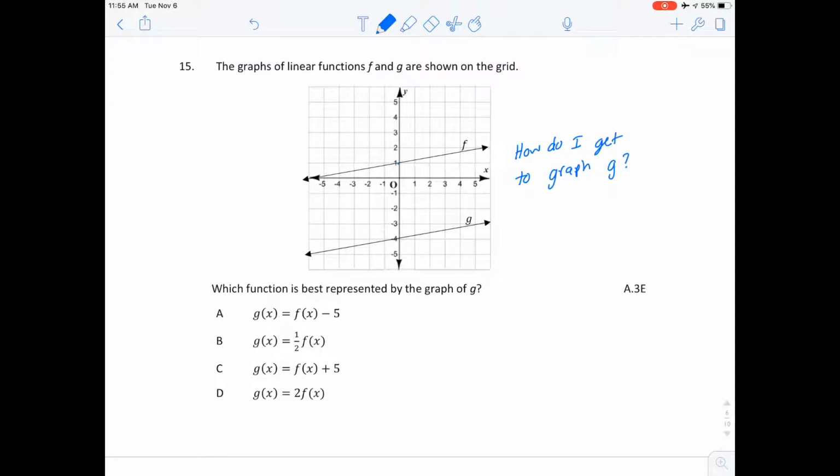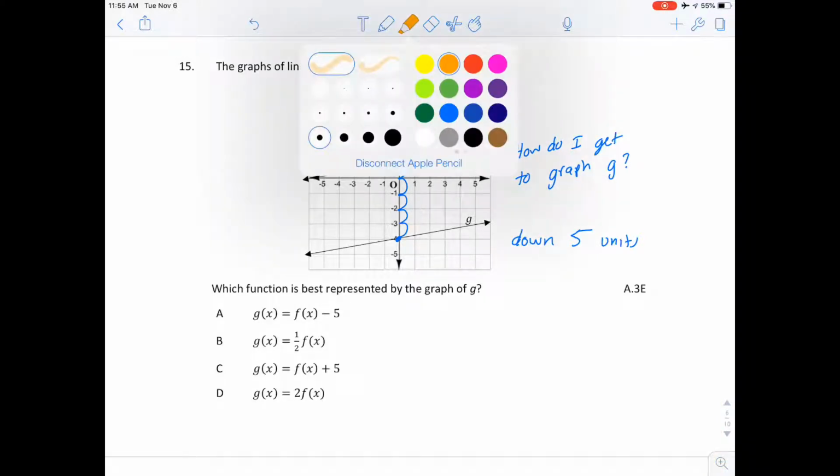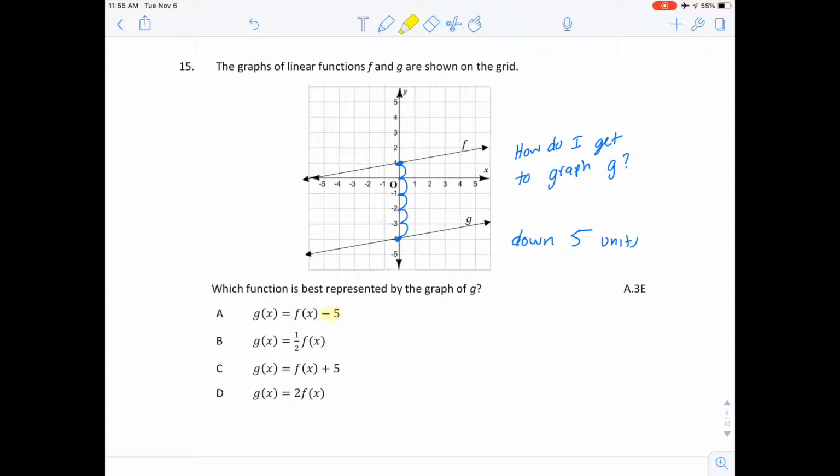Well, if you count, choose a point here, going down 1, 2, 3, 4, 5. So it's just going down 5 units. So if you remember what we learned the other day with parameter changes, down 5 is going to be something being subtracted at the end. Okay, so it is A, because it's moving down 5 units to get to G.